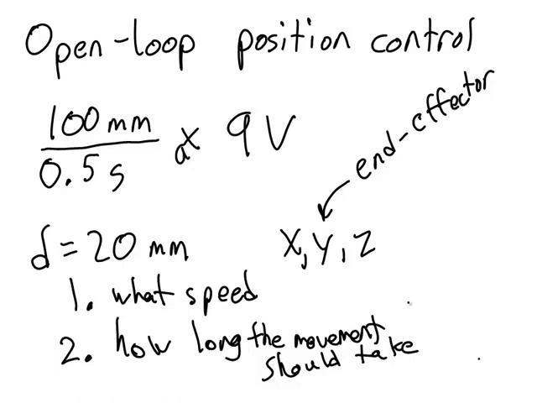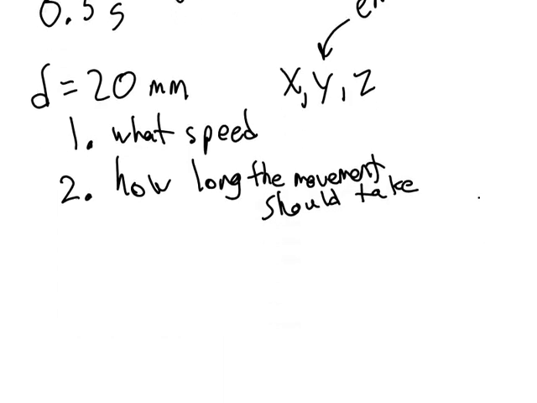However, in some cases, it will be easier for you to set a limit on the speed, and in other cases, it'll be easier for you to say how long you want the movement to take. So these are two equivalent ways of thinking about the speed of your motor. So let's try doing this calculation in both ways.